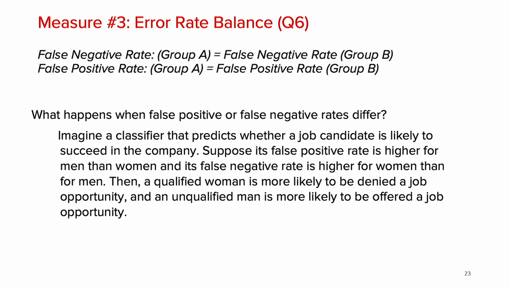It's worth quickly giving an analogy to a different circumstance. When false positive or false negative rates differ, let's use the example of a hiring classifier instead. Suppose that the false positive rate is higher for men than women, and the false negative rate is higher for women than men. An algorithm that does that in the hiring case would imply that a qualified woman is more likely to be denied a job opportunity, and an unqualified man is more likely to be offered a job opportunity. So something analogous is going on with the recidivism case between group A and group B, right?